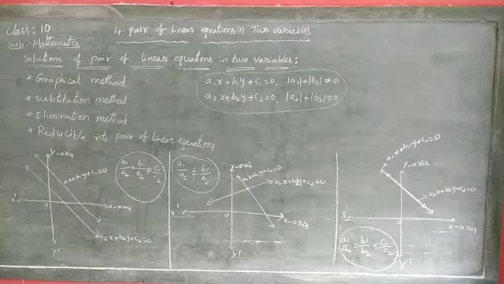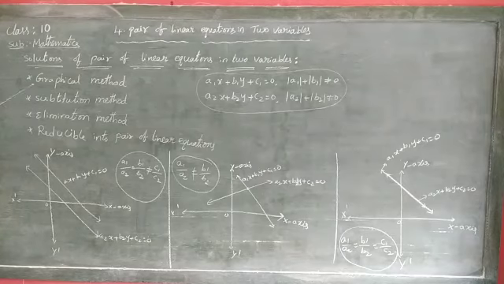The fourth one is reducible to a pair of linear equations. Some equations are given which are not a pair of linear equations, but we can do some modifications or make some assumptions. Then we can convert the given equations into a pair of linear equations and find the solution.